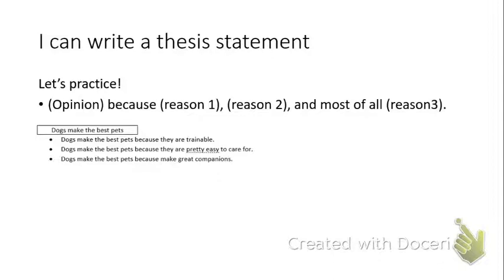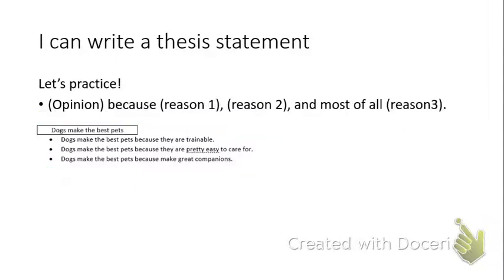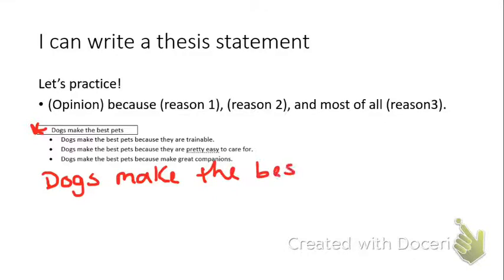So look at my little work here. Where is my opinion? It's in the box, hopefully is what you're saying. So it's right here. Dogs make the best pets, okay? So I'm going to go ahead and start writing that. Dogs make the best pets. Because I'm going to copy that word for word. So if it's not in the parentheses, I'm literally copying it word for word, or punctuation for punctuation, okay?